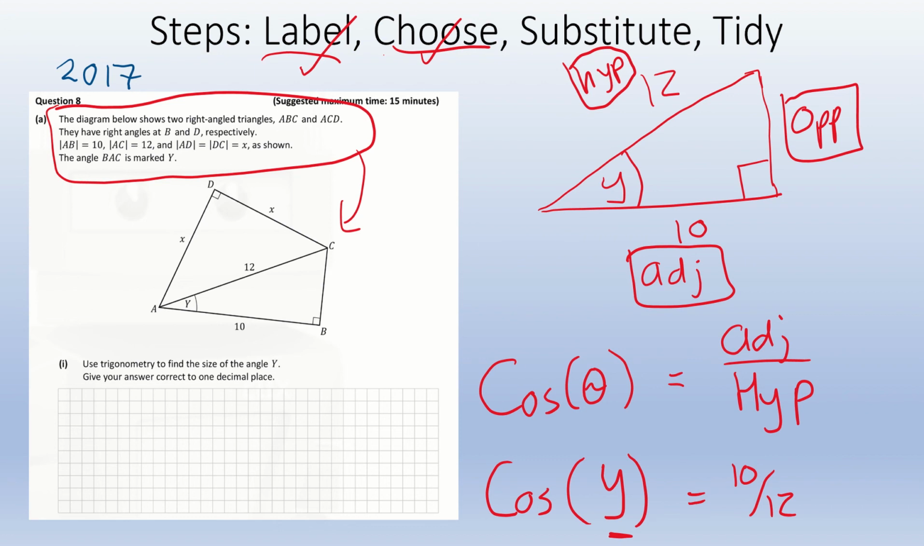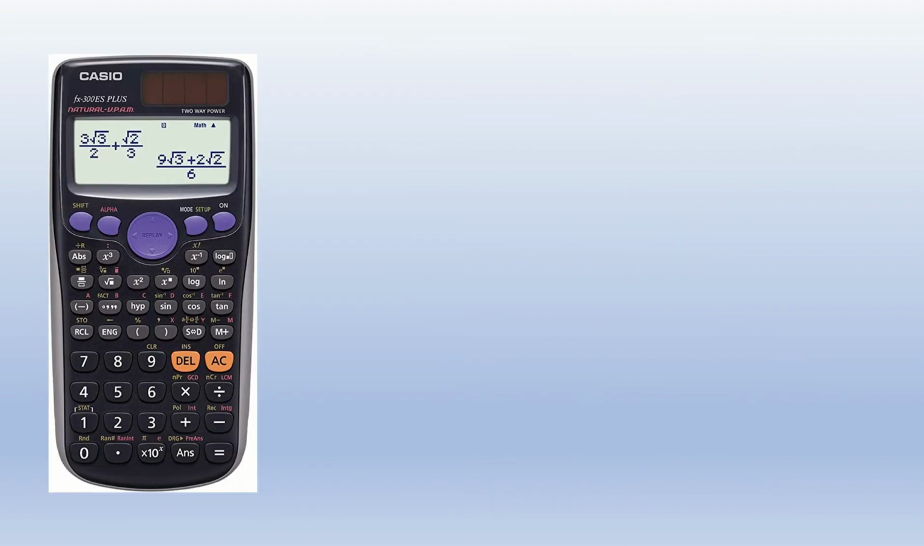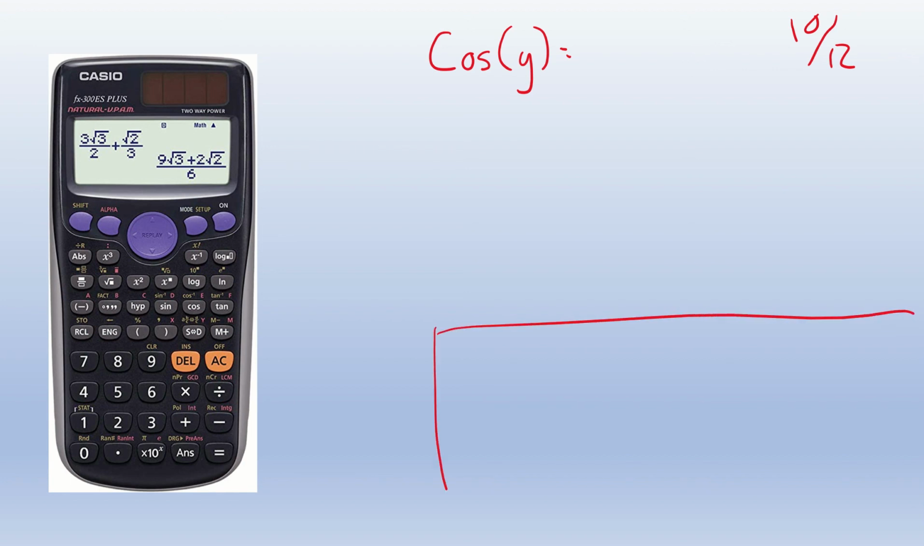And for that, I'm going to go back to my calculator. So I have cos y is equal to 10 over 12. I'm going to put that up here. Cos y is equal to 10 over 12. And I've left a space here, and you'll see why in a minute. Okay. In order to explain my next step, I'm just going to do some rough work here.